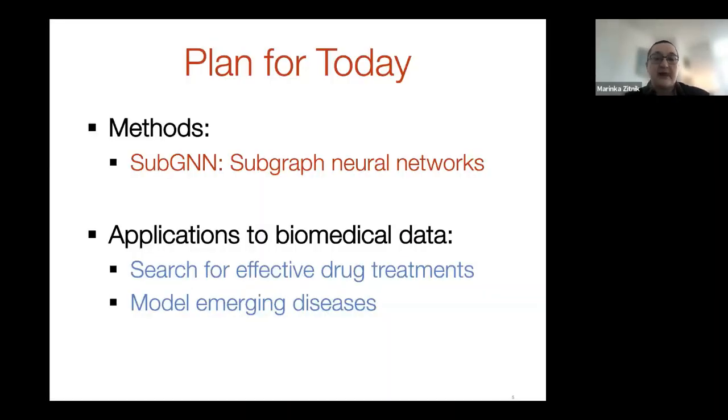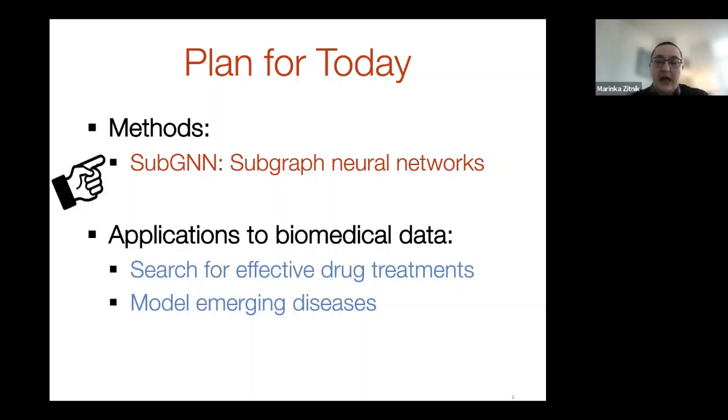So the plan for today's talk is the following. I will start with an overview of a recent algorithm called SubGNN, and that will be followed by 2 applications of graph representation learning to biomedical data, where I will be focusing on the question of how we can use these algorithms to identify effective treatment opportunities, and how we can use these algorithms to model emerging diseases, never before seen diseases for which no good treatments exist yet.